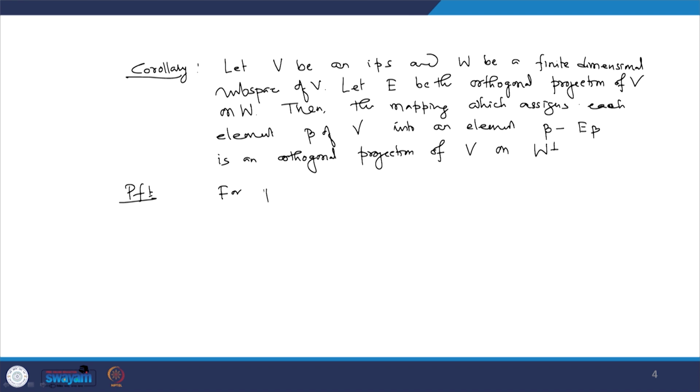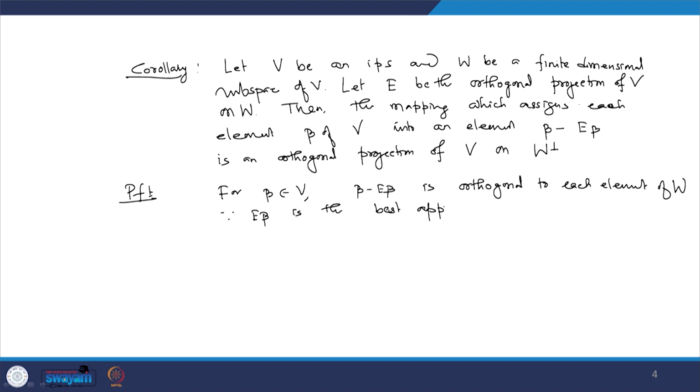For beta belonging to V, beta minus E beta is orthogonal to each element of W, since E beta is the best approximation of beta on W. According to the definition, beta minus E beta is orthogonal to each element of W. So this implies beta minus E beta will be in W complement.